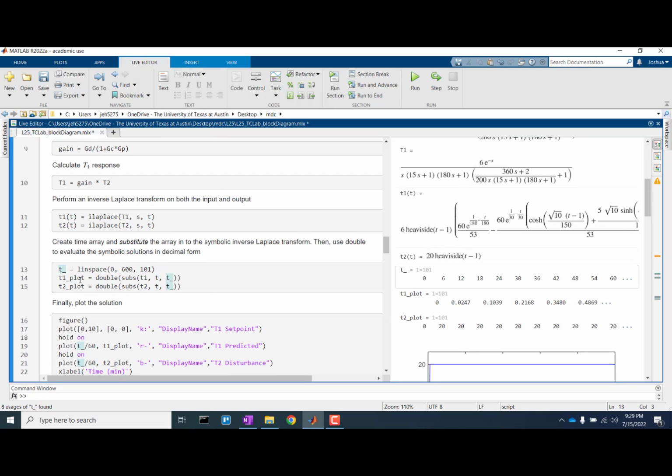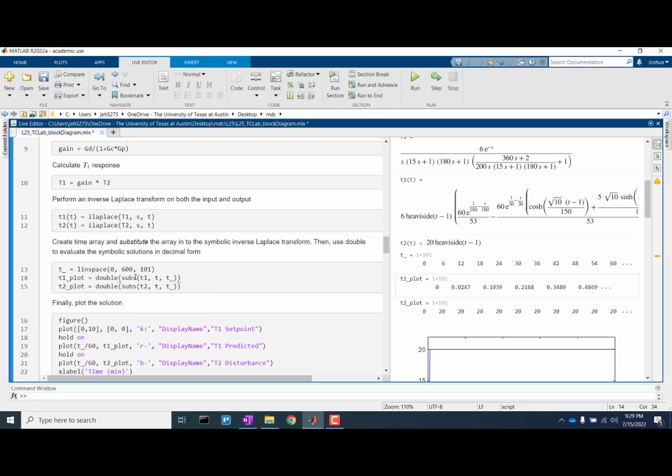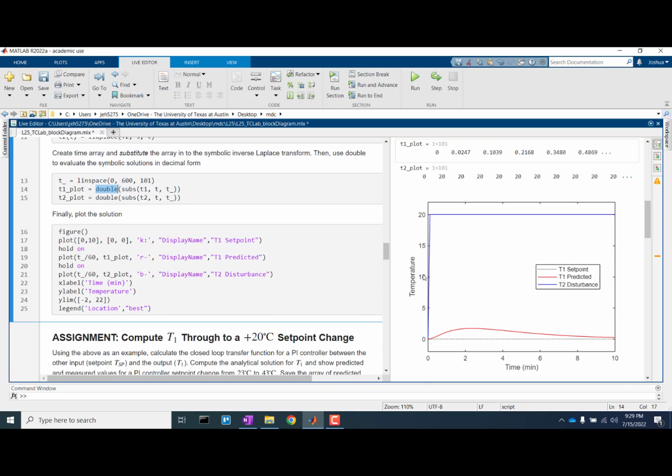Finally, we have our T underscore, which provides the numerical values for each of the places within the first 10-minute interval. And then for T1 plot and T2 plot, we substitute in this array. It would do it analytically still, except we say instead of some sort of symbolic solution, we want it in the form of a double, which is a float, a decimal answer. And so if we look at our plot now, you'll see we go up 20 degrees on T2, and we have an initial rise in temperature for T1, and it comes back down.